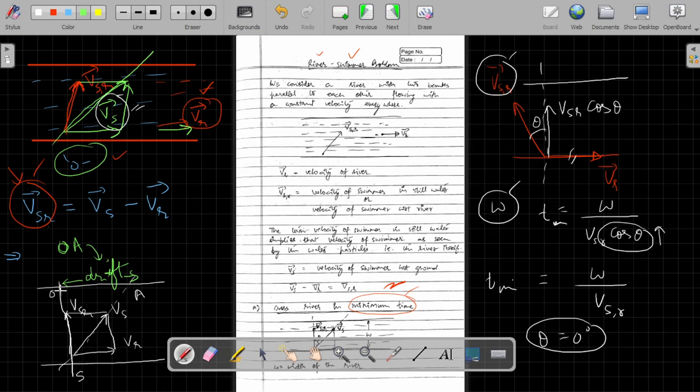So with how much distance would that person drift along the stream of the river? Along the river, how much distance would it drift in? So this drift distance can be calculated again.